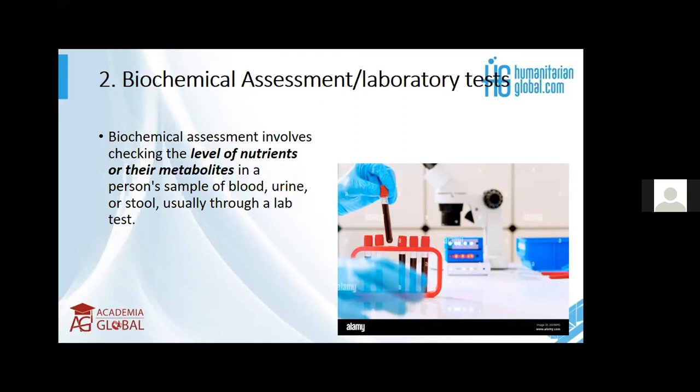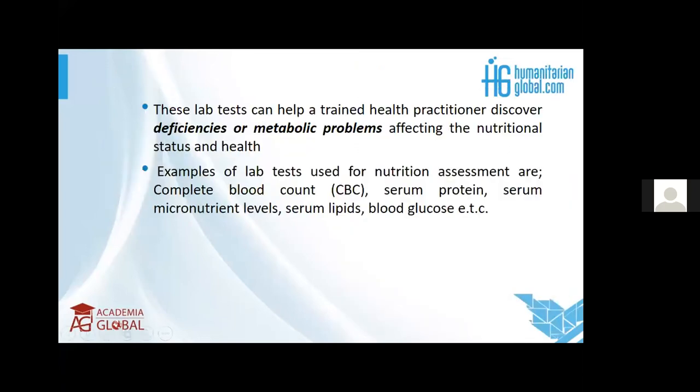Now, in nutrition and dietetics, we are not really interested in all types of laboratory assessment. We are interested in those related to nutrition status and their interpretation. Some of the tests that may be done will help us discover the deficiencies or the metabolic problems affecting nutrition status and health. Some of the tests are like a complete blood count. One of the components of a complete blood test, for example, is hemoglobin levels.